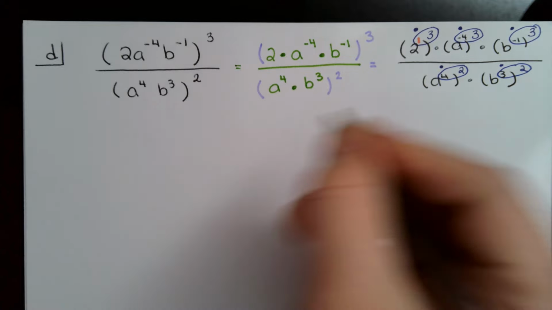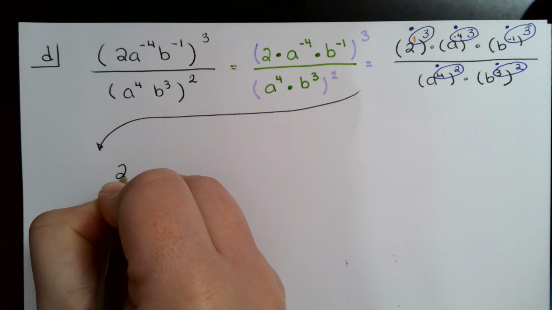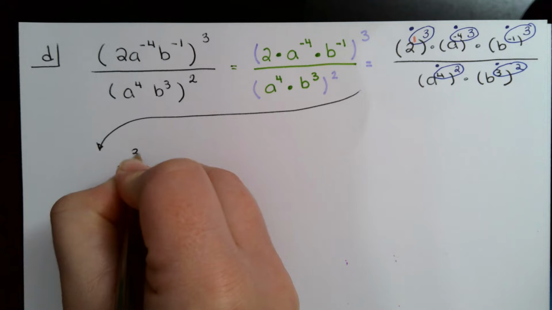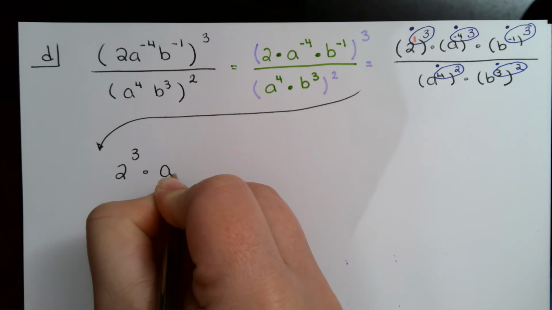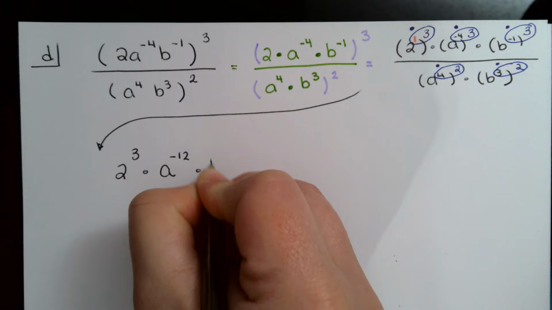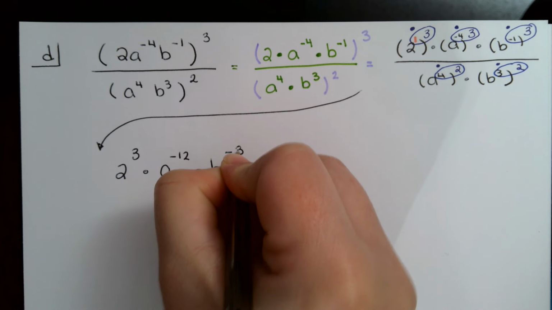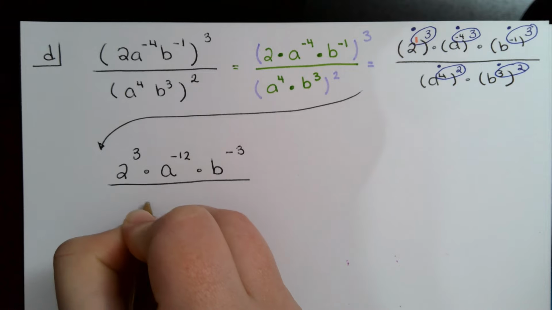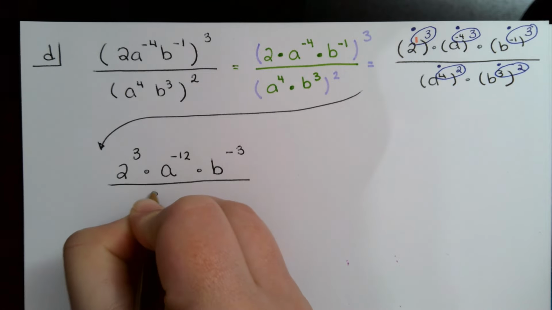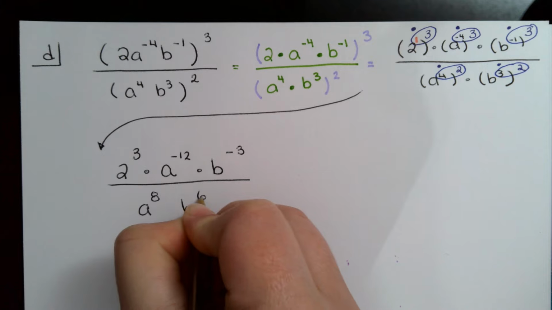Let's go ahead and multiply these out. 2 is our base. 3 times 1 is 3. A is our base. Negative 4 times 3 is negative 12. B is our base. Negative 1 and 3, that is negative 3. A is our base. 4 times 2 is 8. B is our base. 3 times 2 is 6.